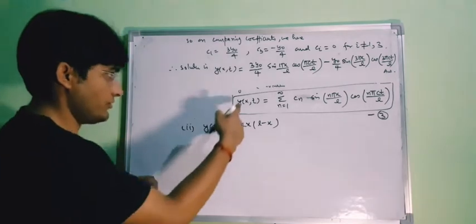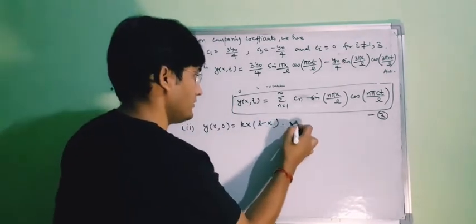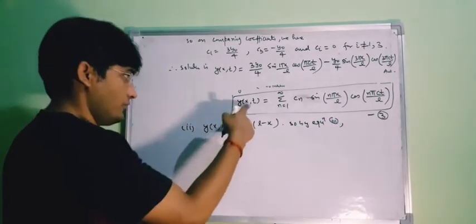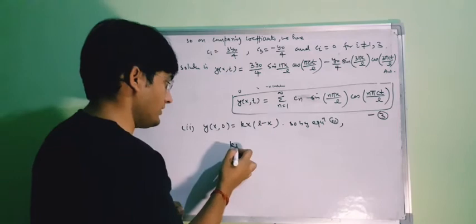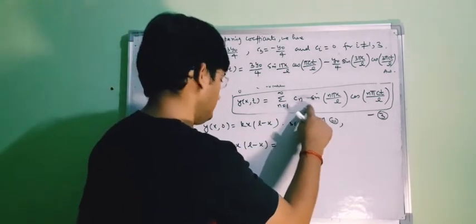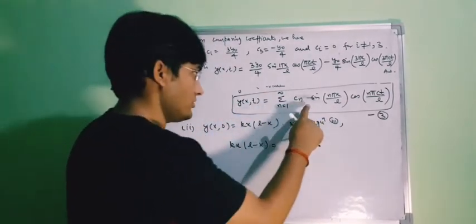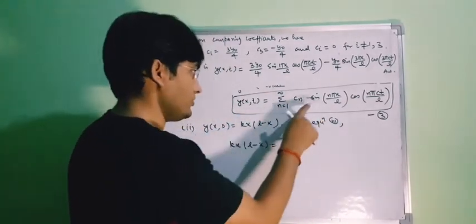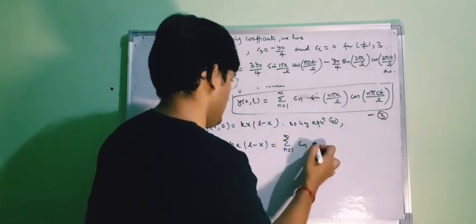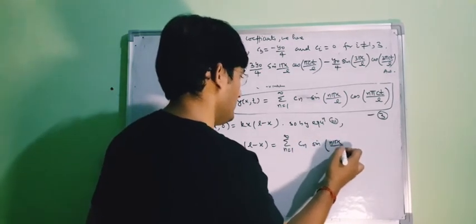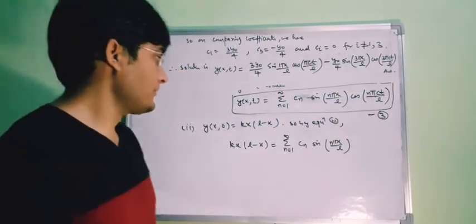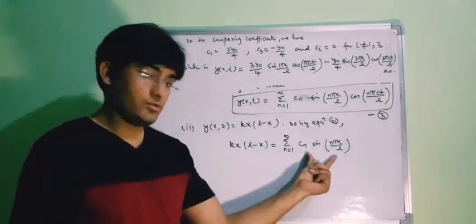So from here, by equation 3, now put t equal to 0. Then in the left hand side we will have kx into L minus x. On the right hand side, if t equal to 0, then this will be the sum from n equal to 1 to infinity Cn sin n pi x upon L, because our t is 0, so cos 0 will be 1.